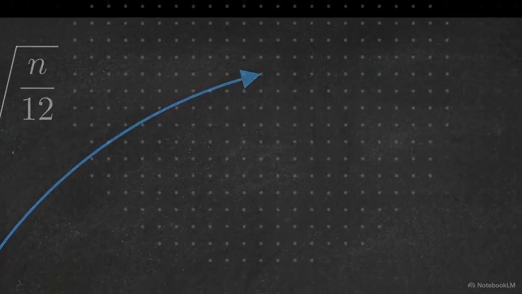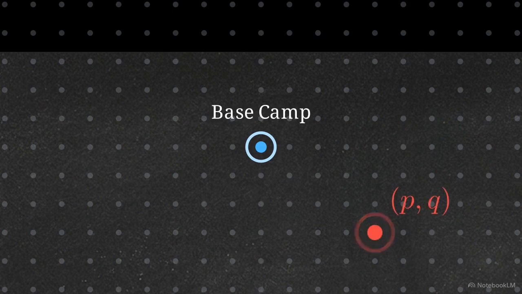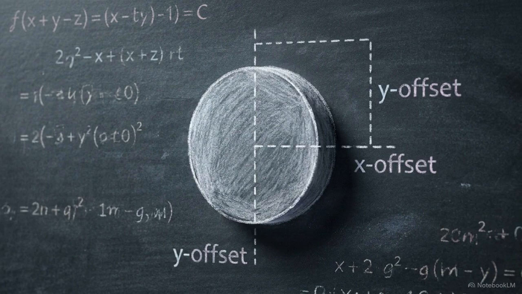From this basecamp, the algorithm determines the residual delta, r. R represents the exact physical distance between our calculated basecamp and the true coordinate of the semiprime. Factorization is now a matter of calculating this local variance. The final extraction requires finding the precise coordinate offsets, x and y, that resolve the residual delta.